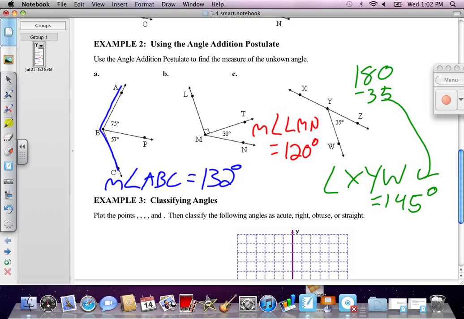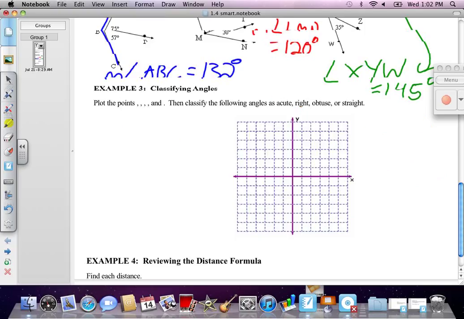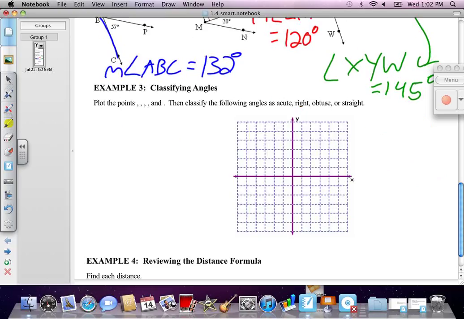All right, this is the last one we're going to do because I'm not going to make you do the distance formula again. I'm sorry. The first thing, we're going to plot all these points. E is at 4, 0. F is at 3, 2. G is at 1, 0. H is at negative 1, negative 2. And I is at negative 1, positive 2.